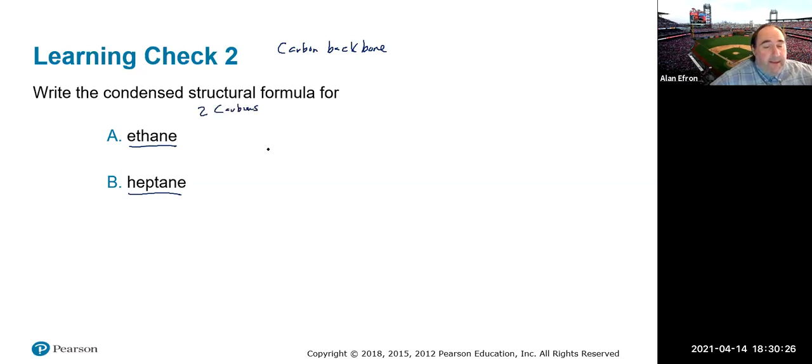And what I know is, since it's ANE, it's an alkane that is 2 carbons, and that means I should have 2 times 2 is 4, plus 2 more is 6 hydrogens. What I mean by starting with a carbon backbone is simply drawing 2 carbons. That's a good way to start. We know that they're going to be attached to each other.